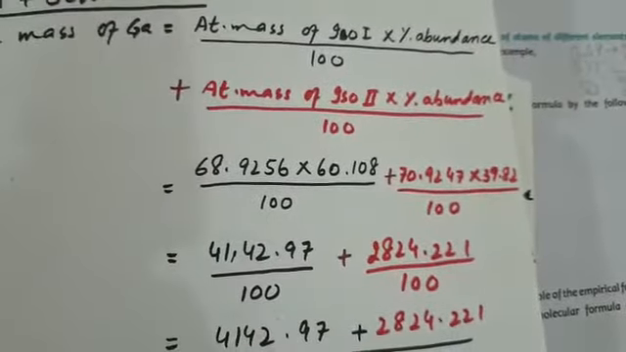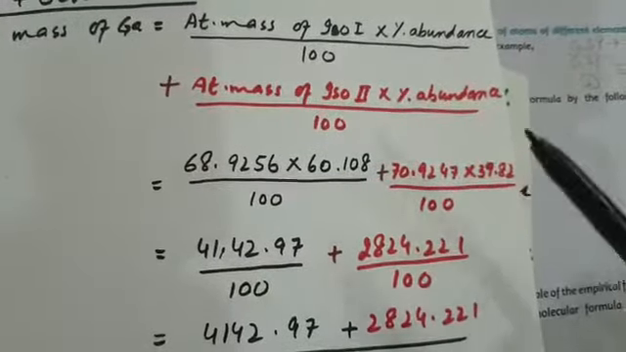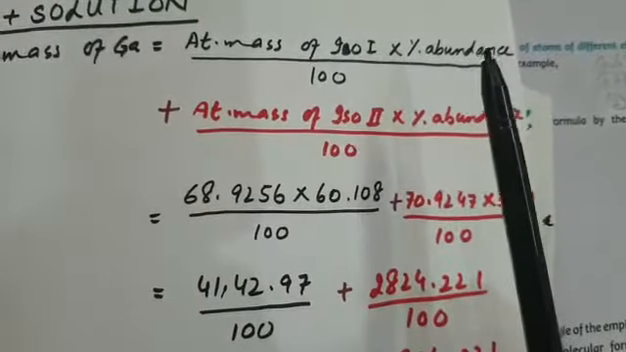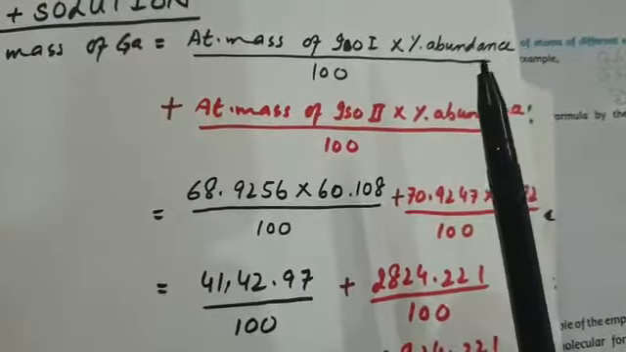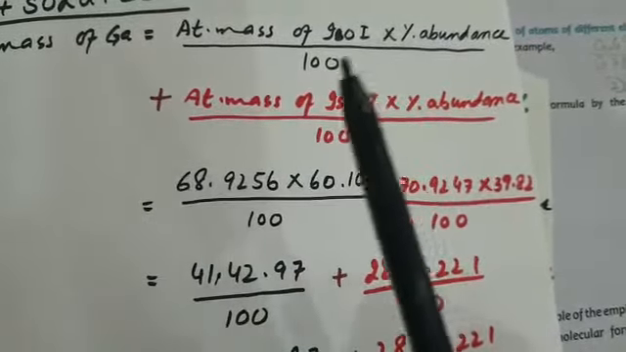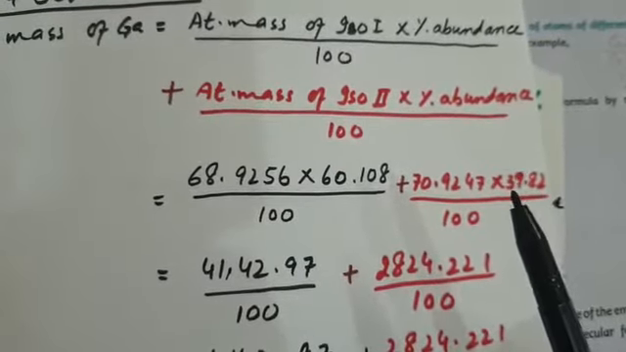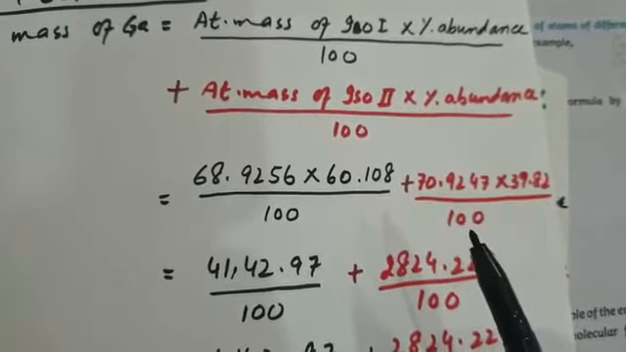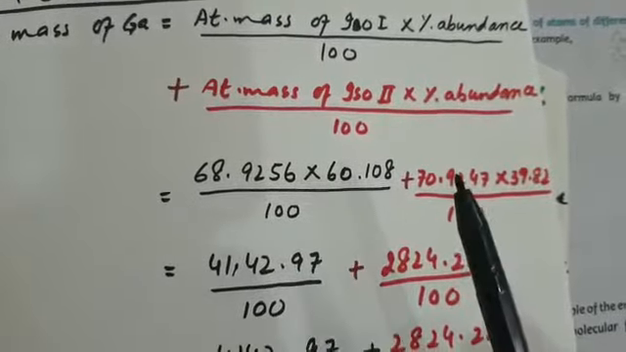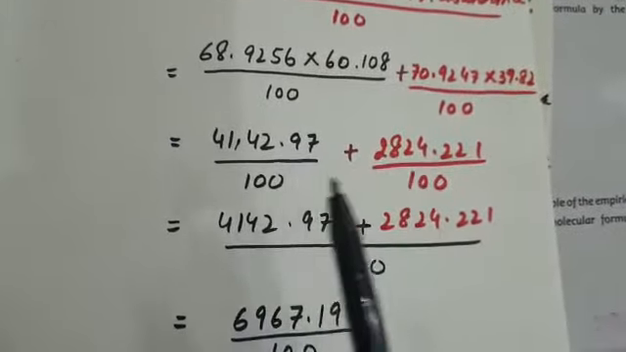The black color indicates isotope 1 and the red color indicates the data for isotope 2. So 68.9256 is the atomic mass of isotope 1, and 60.108 is its percentage abundance divided by 100. 70.9247 is the atomic mass of isotope 2, and the percentage abundance of isotope 2 is 39.82 divided by 100. By multiplying these two figures, we will get this figure, and by multiplying these two figures, we will get this figure. Now you can see that we have 100 and 100.